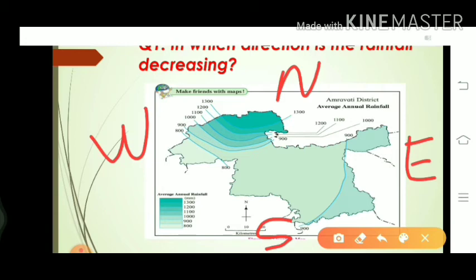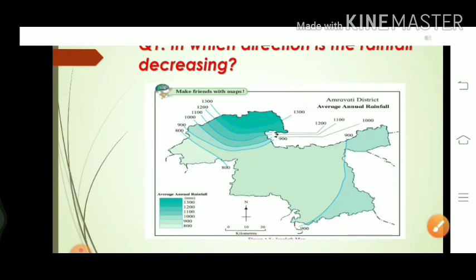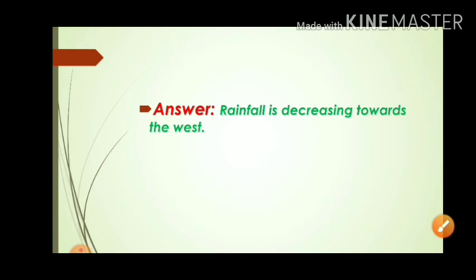Northern side has more rainfall and less rainfall is there downside. The southern side has less rainfall, southwestern side. So we may say the southwestern side has less rainfall. Here the western side has less rainfall. So when we observe the map, we will get the answer of that question.